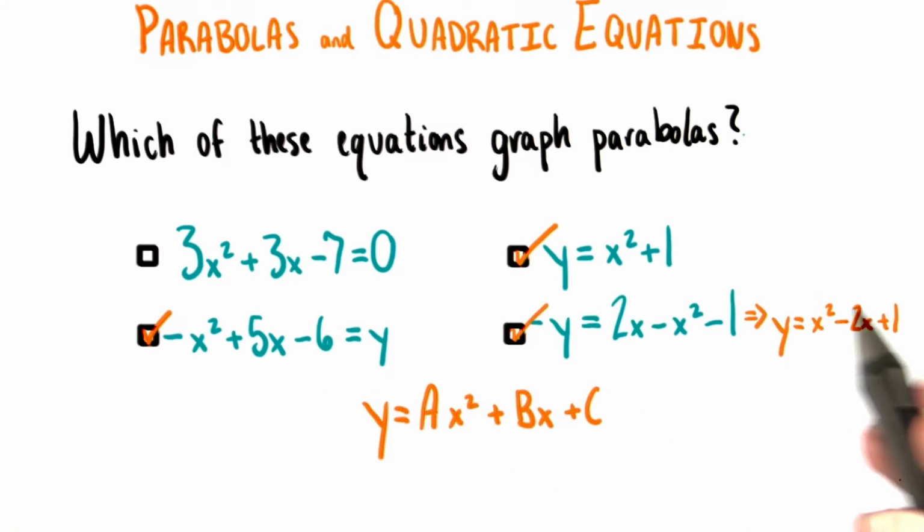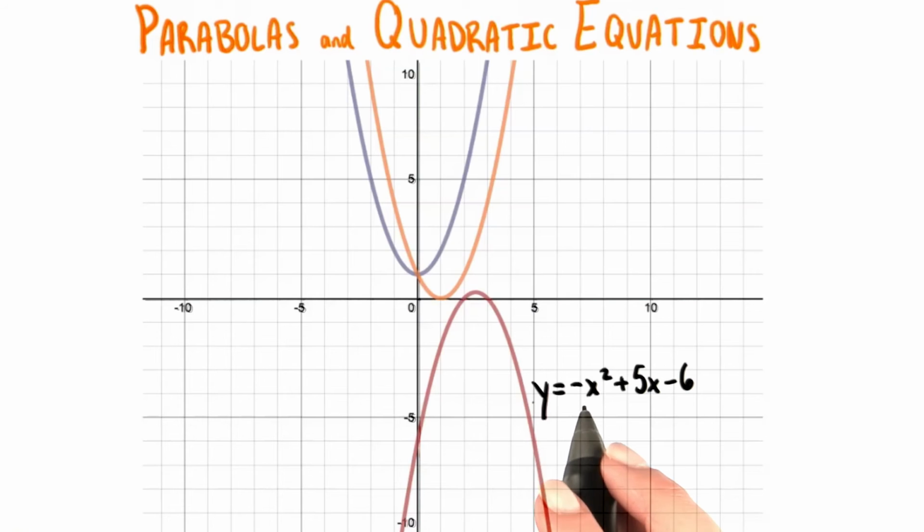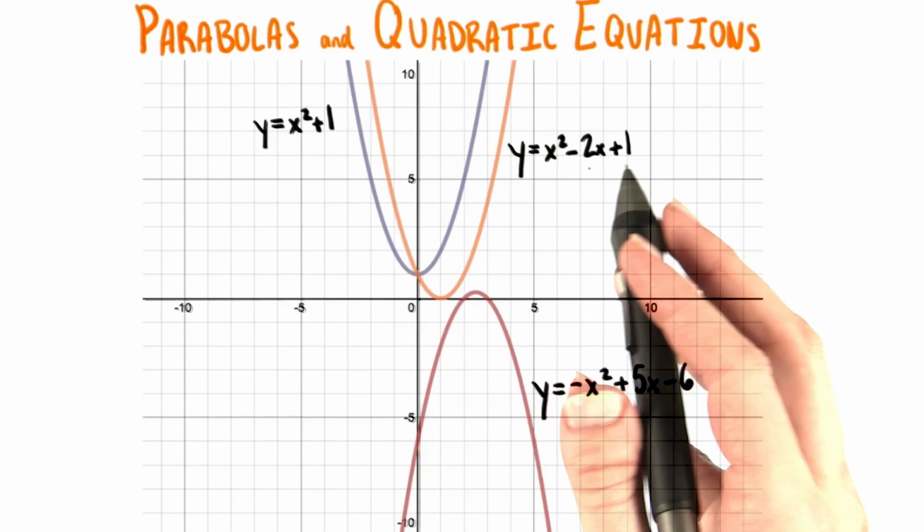Now let's peek at these graphs. This red parabola down here is produced by the equation y equals -x squared plus 5x minus 6. This purple one corresponds to y equals x squared plus 1, and the orangish yellow one goes with y equals x squared minus 2x plus 1.